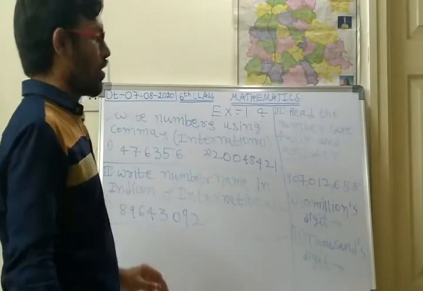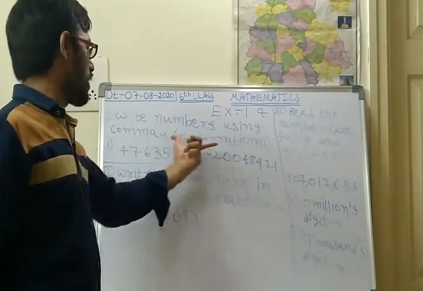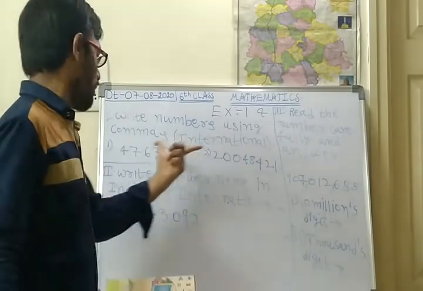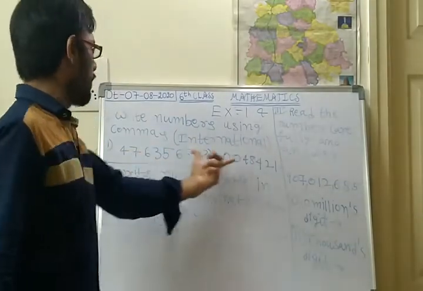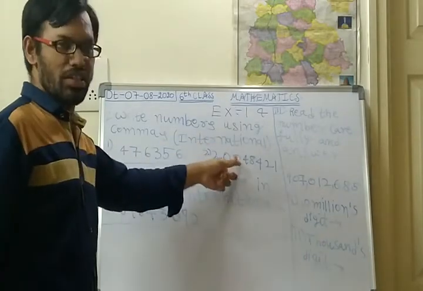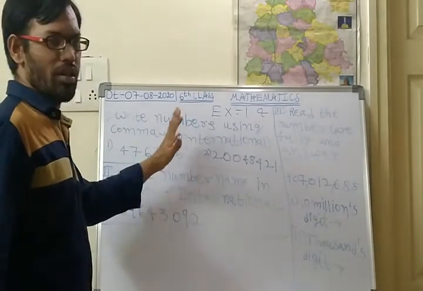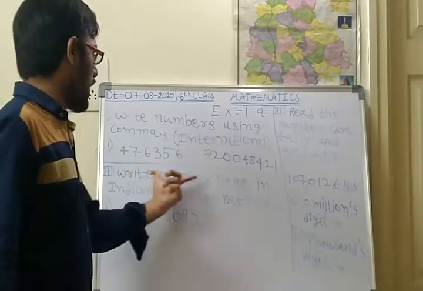So first bit: write numbers using commas in the international system. Two numbers are given without commas. In the international system you place the commas. So this is the first bit. Next, the second bit: write the number name in the Indian and international systems.